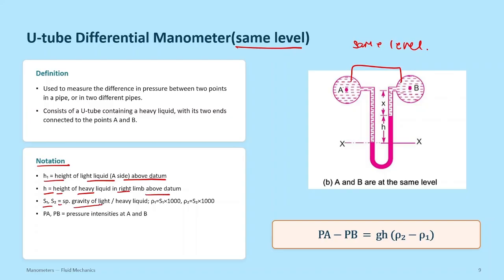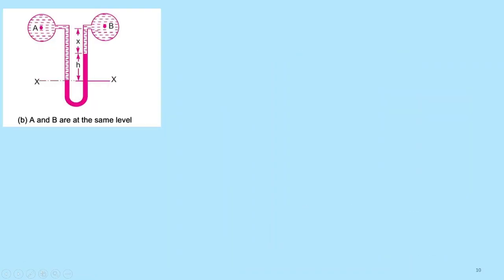S1 and S2 are the specific gravities: S1 is the specific gravity of light liquid, and S2 is the specific gravity of heavy liquid. This is the formula for this, and PA and PB equal the pressure intensity at A and B. And this is the final formula for this manometer. So what we will do, we will derive it.